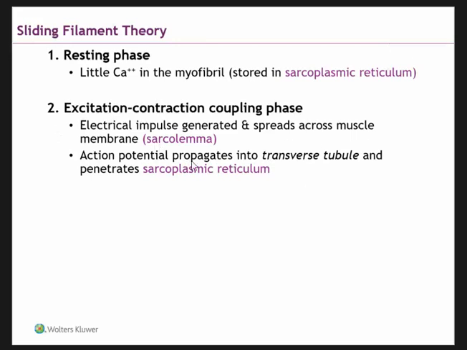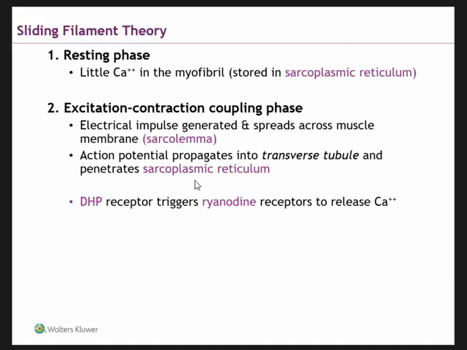What the action potential is going to come across is something called a transverse tubule. This is like a little invagination or a little tunnel inside the muscle. So it's a little tunnel, and the action potential is going to propagate down into it. And that's when it's going to penetrate the sarcoplasmic reticulum. This is where we house all of our calcium. So there are some receptors that have to be activated first in order for calcium to be released. So the DHP receptor is first.